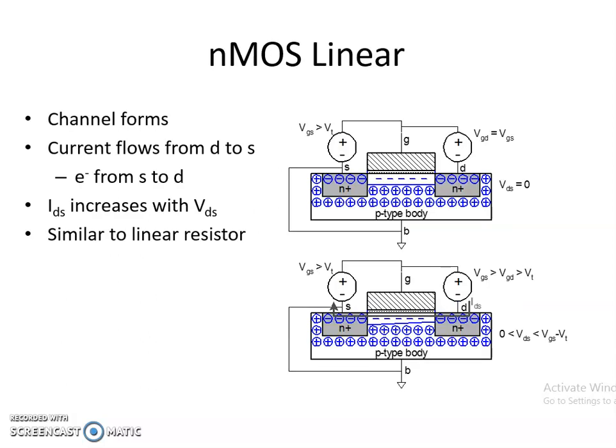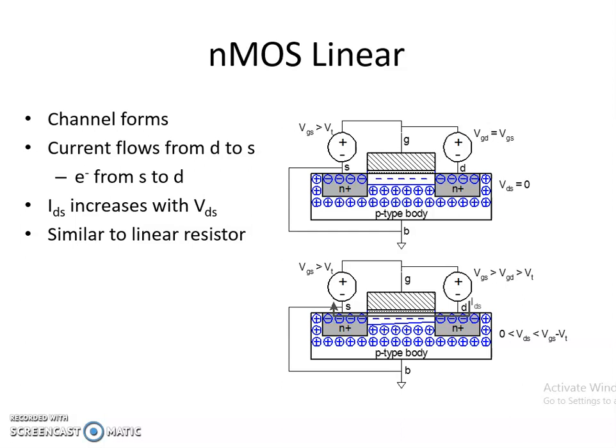Next region is NMOS linear. Now there are two diagrams. In both diagrams, VGS is more than the threshold potential, but the VDS in the upper diagram is zero, while in the second diagram it is between 0 and VGS minus VT. Here the channel is formed, an inversion layer is formed, and therefore there is a path between source and drain. In that path electrons will flow from source to drain, and therefore the current will flow from drain to source. In case of electrons, the direction of current flow is opposite to the electron movement.